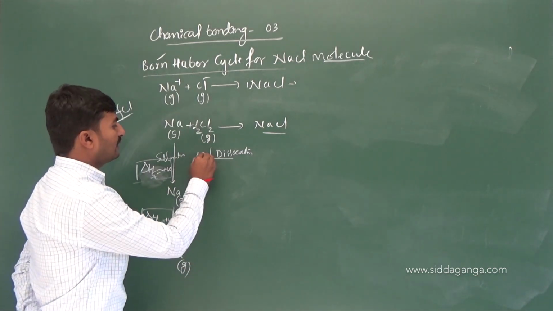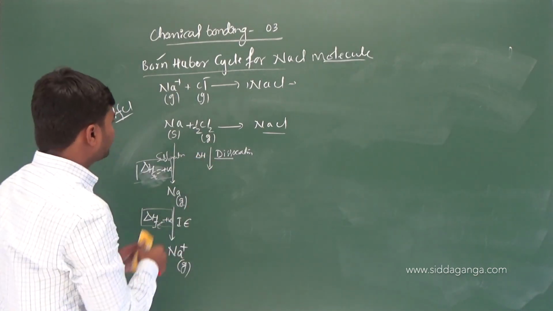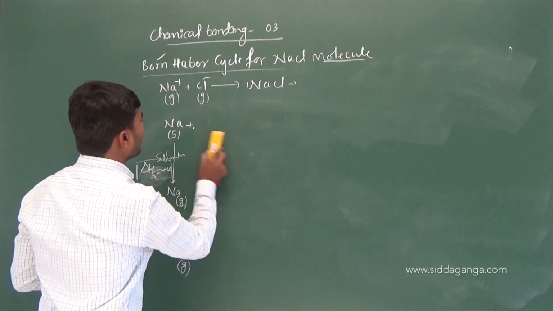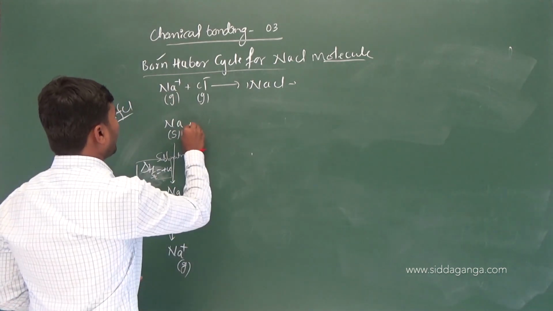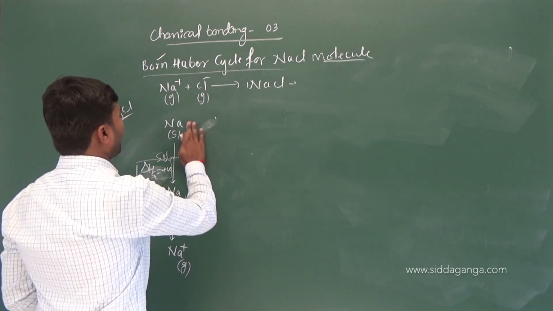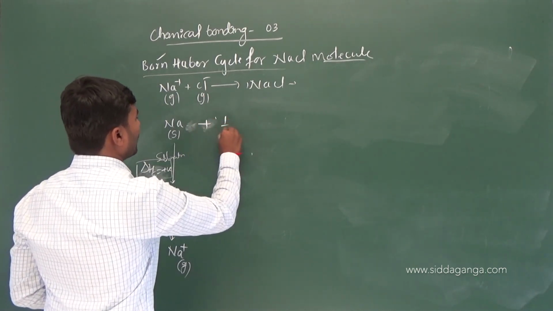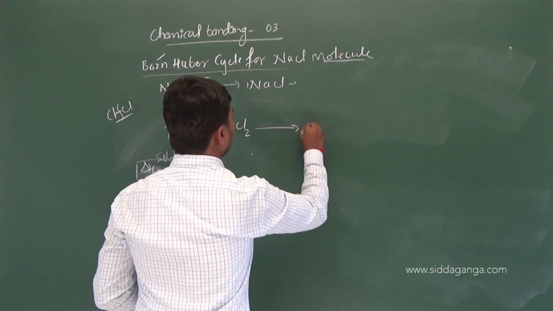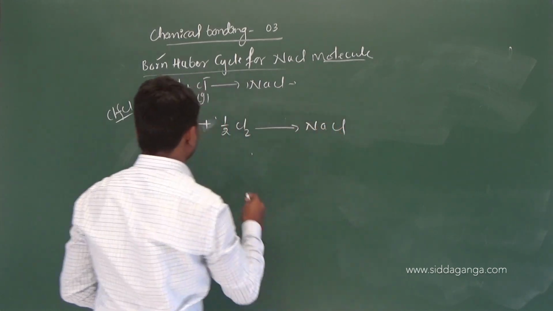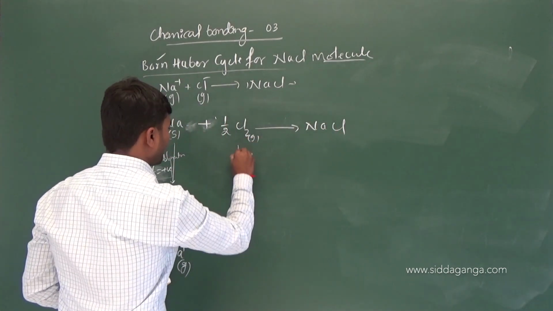The energy required for that is the dissociation energy, and this is called the enthalpy of dissociation. Na plus half Cl2, we are going to get NaCl, in a gaseous state.